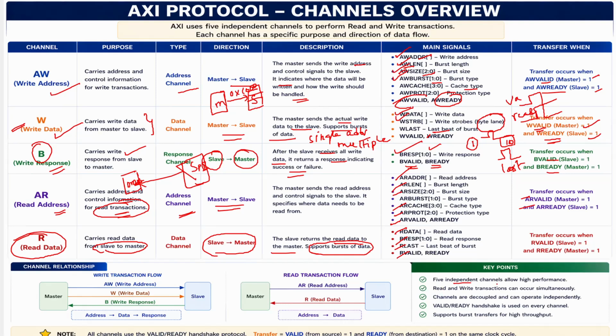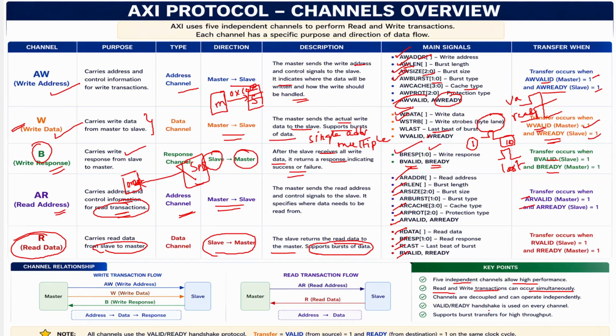We have 5 independent channels, all of them high performance channels. Read and write channels can occur simultaneously, because independent channels are there. Like you and me are connected by an independent connection. Similarly, like group messages and individual messages, we can communicate with a group and also individually. So based on that, there are various transactions.